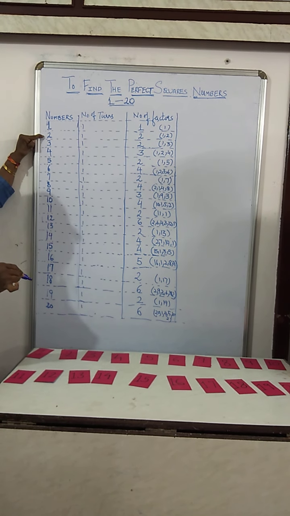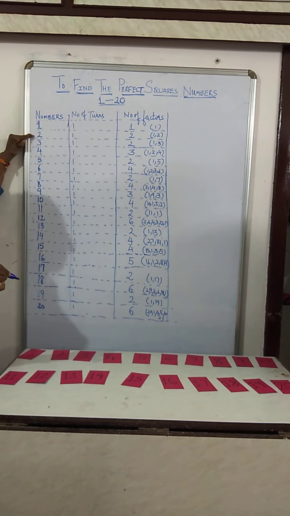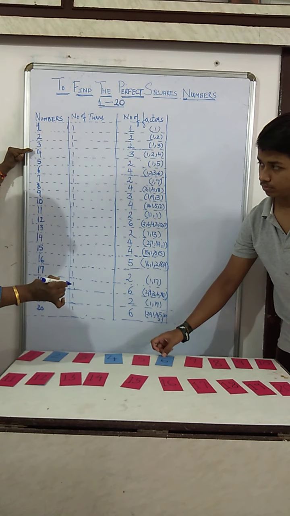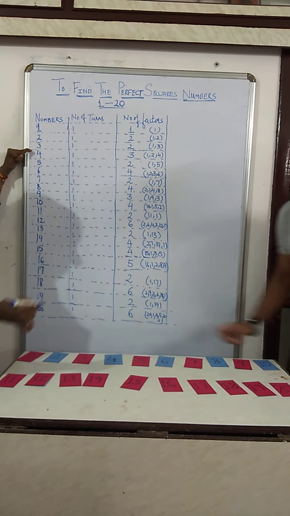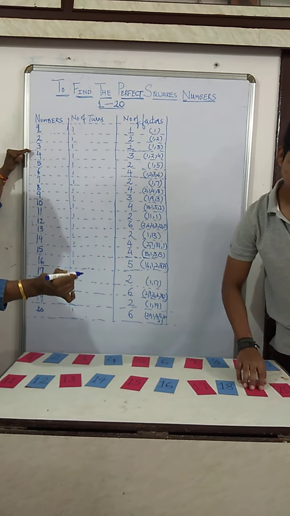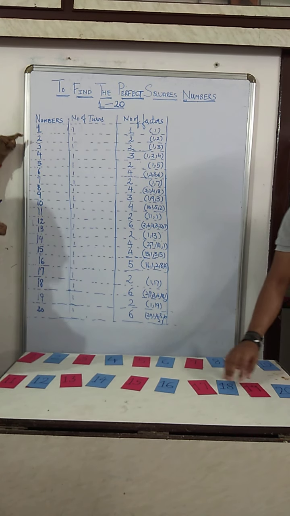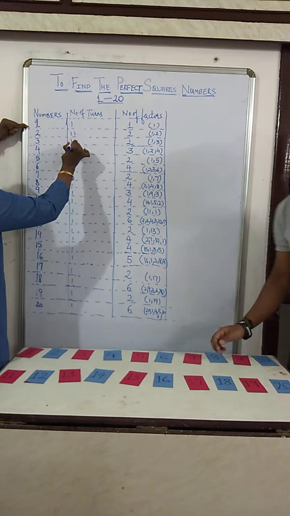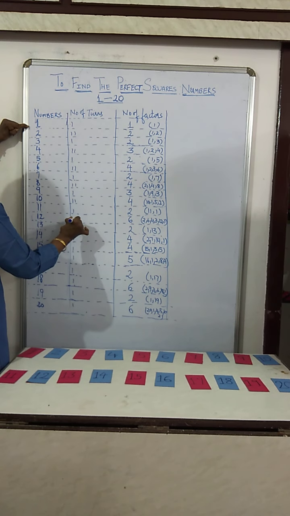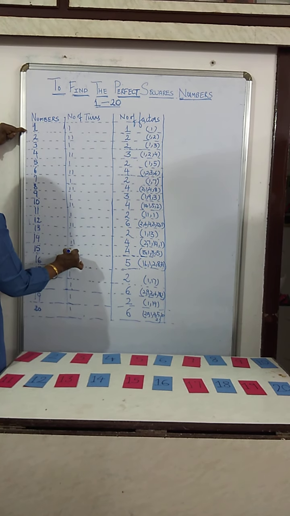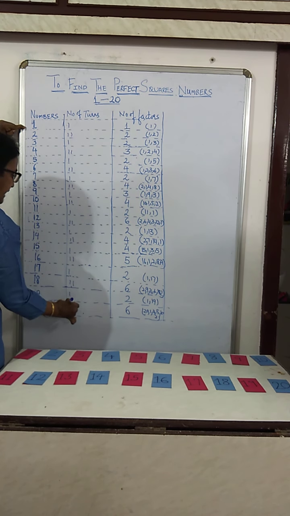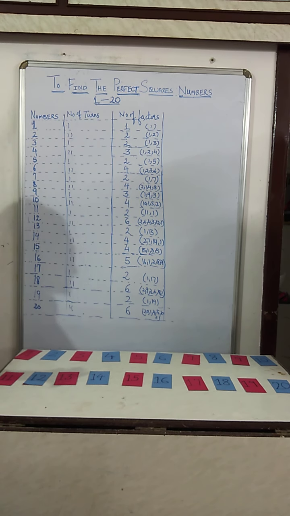Now we come to the next, that is 2. 2 is a factor of what? 2 is a factor of all the even numbers: 2, 4, 6, 8, 10, 12, 14, 16, 18 and 20. So which cards were turned? The cards turned were 2, 4, 6, 8, 10, 12, 14, 16, 18 and 20. We then put a mark on each card that was turned.